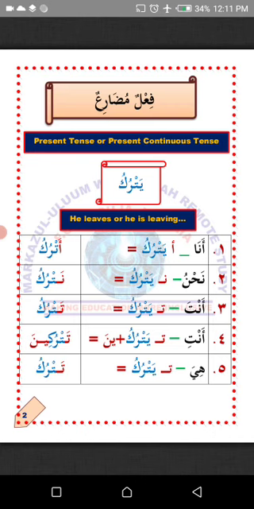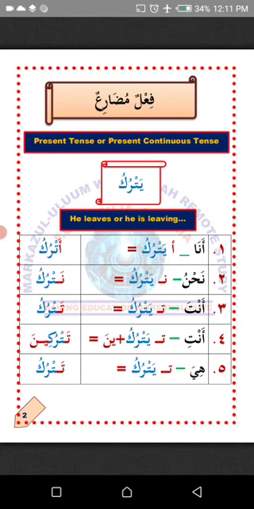Arba, number four. Anti, you, representing a single female person. So how do we now change the verb yatruku to suit anti? All you need to do is to detach yaun and attach ta'un. Not only that, then you attach yaun and nunun carrying fataha to the last letter.